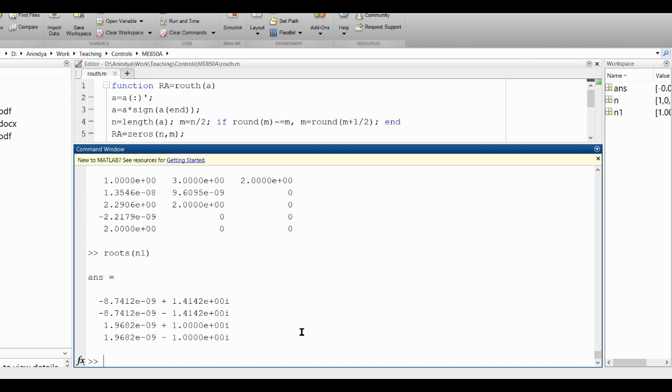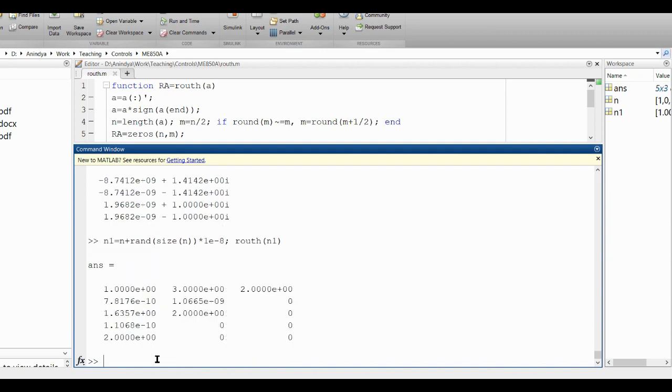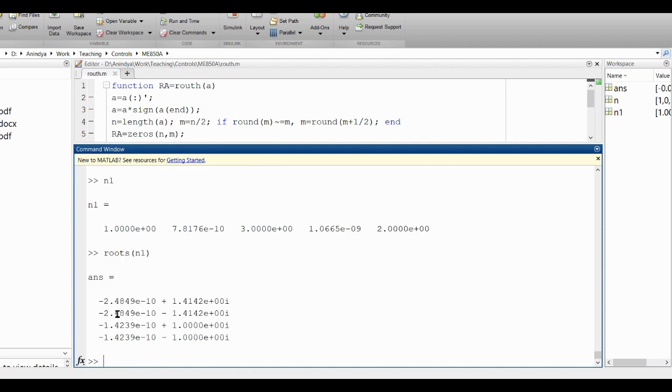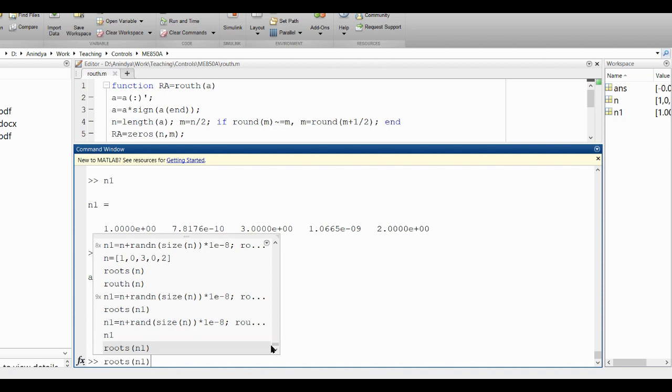Let's try rand and see. Well, there you go. Now nothing is in the right half plane. Very small perturbation still, right? N1 is still very small perturbation, 10 to the minus 10, 10 to the minus 9. But you see now all the roots are in the left half plane. Okay, so it's possible to perturb it slightly so that it goes all to the left half plane. It's possible to perturb it slightly so that they all go to the right half plane, right?